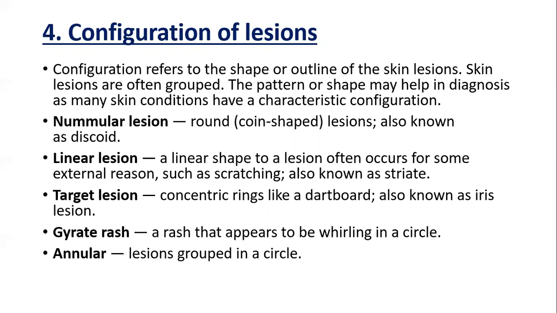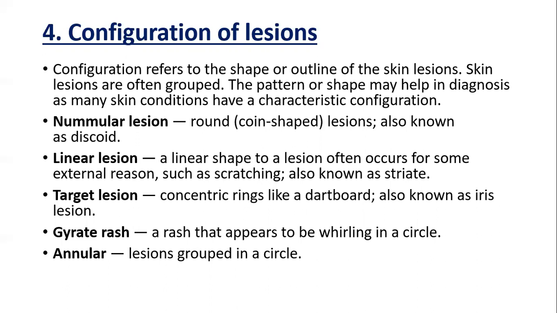Then configuration of the lesion, or shape of the lesion. Configuration refers to the shape or outline of skin lesions. Skin lesions are often grouped. We have shown you some pictures of the grouped lesions. The pattern or shape may help in diagnosis of many skin conditions that have a characteristic configuration. So lesions can be nummular or coin-shaped, also known as discoid, or can be linear. For example, Koebner phenomenon is an example of a linear lesion.